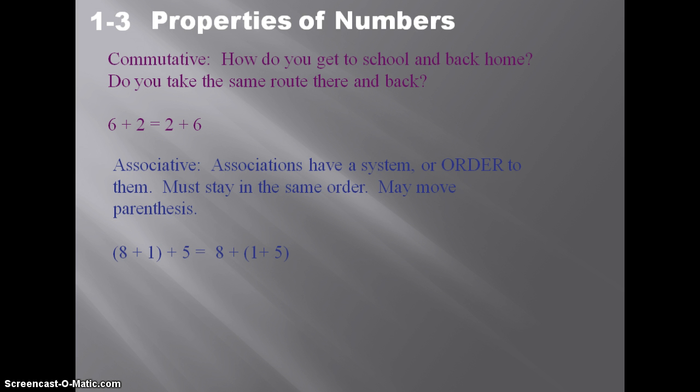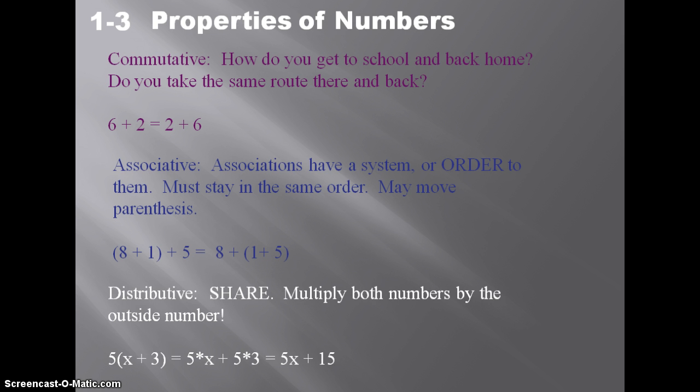Associative. Associations have a system or order to them, so they must stay in the same order. You may move the parentheses, however. So if you look at this closely, the numbers 8 plus 1 plus 5 are in the same order on both sides, but the parentheses are what have moved. So try to associate that with a group that has a leader, maybe a president, a vice president, a treasurer. They have an order.